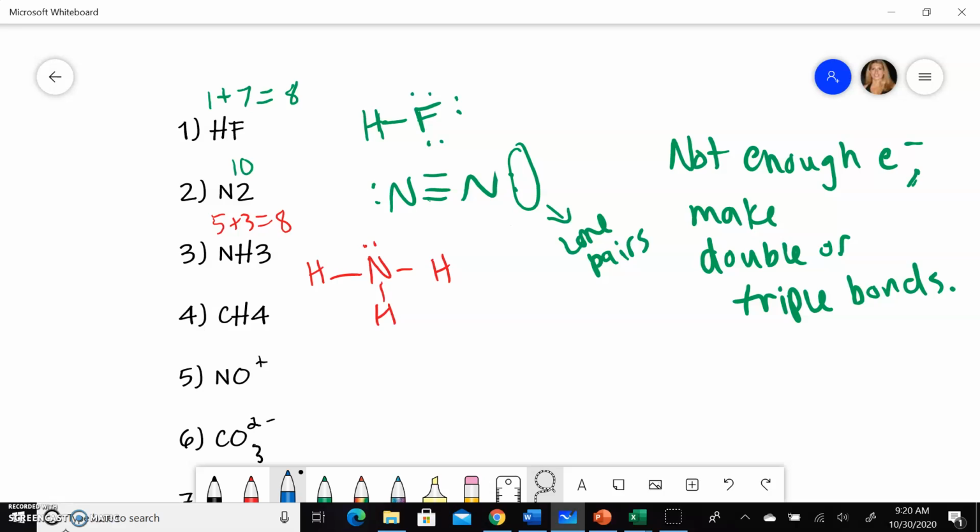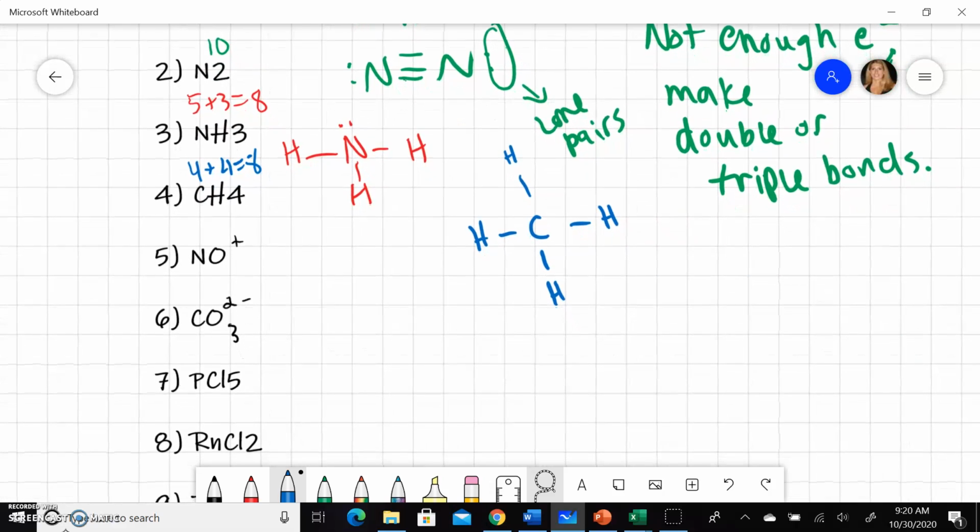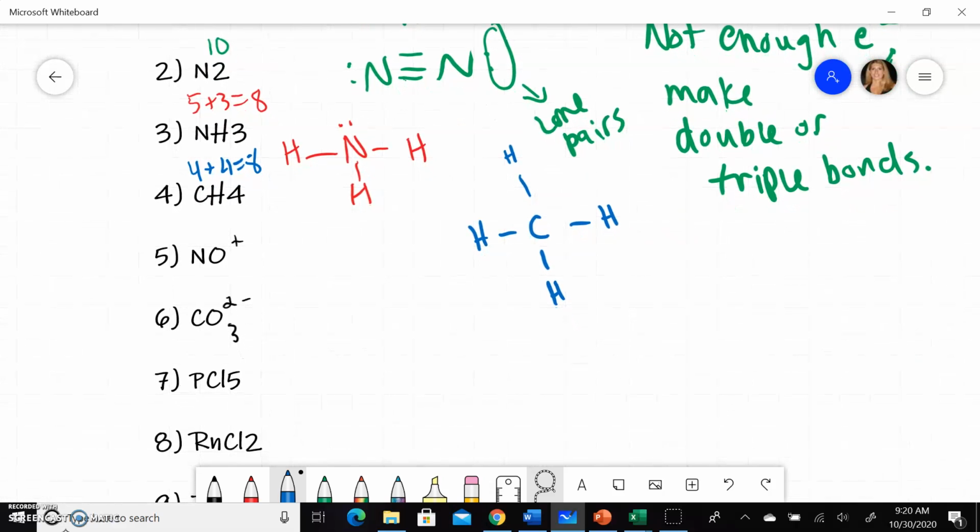All right, the next one, carbon has 4 valence electrons, each hydrogen has 1, so that gives us 8. So this one should work out pretty well. We're going to donate 1 to each hydrogen. And then carbon has all 8 because it's sharing 2 hydrogens, 2 electrons per hydrogen, gives it 8. All right, they're going to get just a little more complicated, so stay with me.